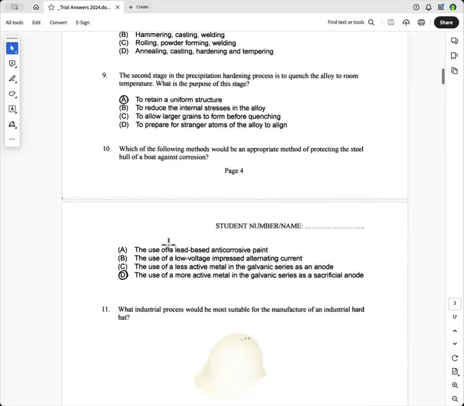Which of the following methods would be an appropriate method of protecting the steel hull of a boat against corrosion? You've got to use a reactive metal, more reactive than the hull itself, as a sacrificial anode.